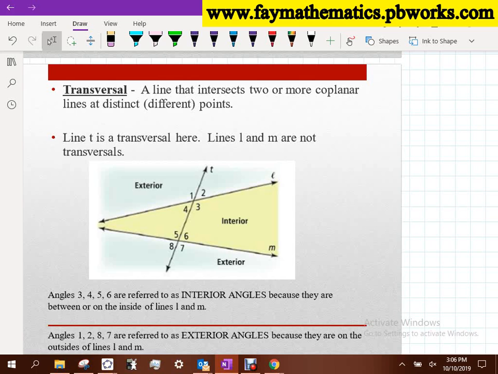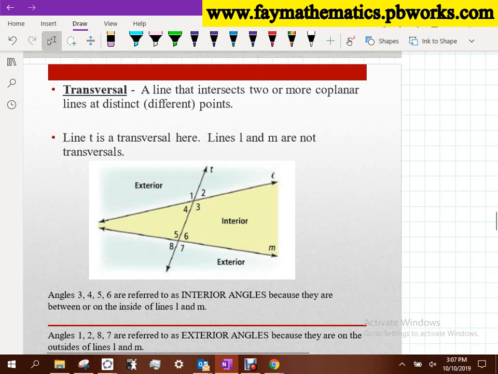Okay? When you have this, you have the distance, or I guess the space between L and M. The space between L and M, we call that the interior. Okay? So you got regions in between your 2 lines, call that the interior. The regions outside your 2 lines, we call the exterior. Does that make sense? The interior and exterior, those are locations based on the 2 lines that are being intersected. Okay? Now, we also have positions based off of the transversal.